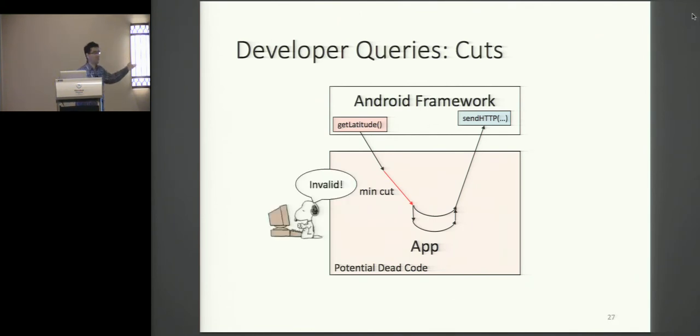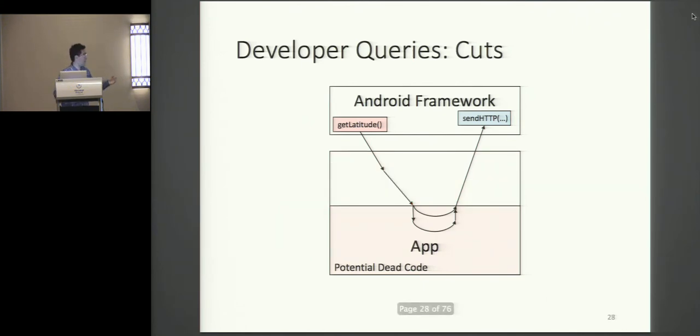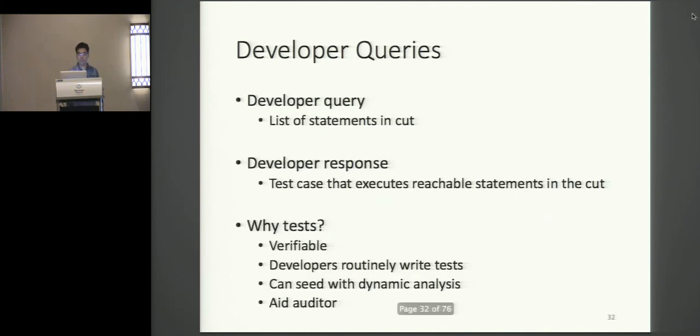So the developer says this is not a valid cut, and we update our knowledge about what code is reachable, and then we find another min cut. Maybe the developer says this is a valid cut, so we'll just remove it from the program. So the query is going to be a list of statements that correspond to the edges that we cut. And the developer response, as I said earlier, is just a test case that executes the reachable statement. And in addition to being verifiable, we think there are a number of benefits to using test cases.